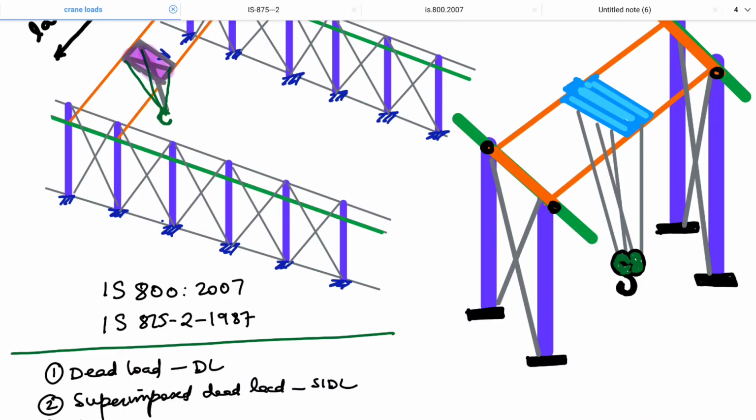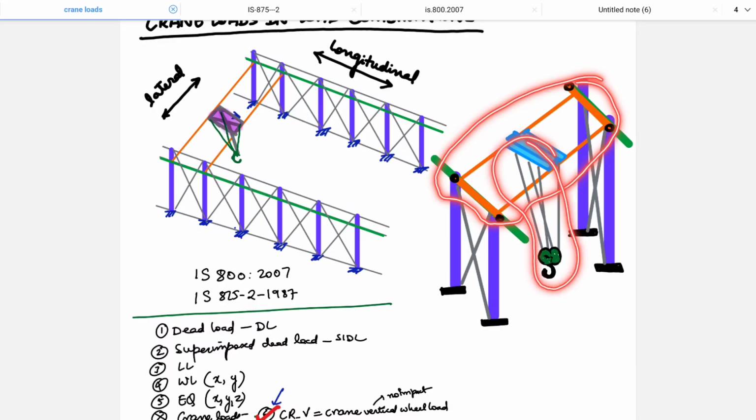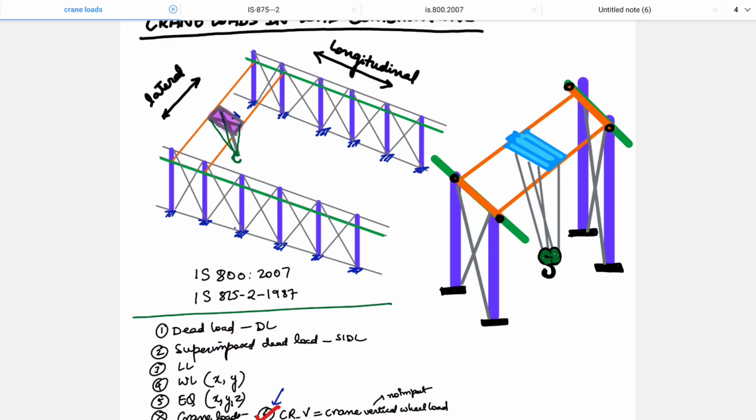And what is the CR park? CR park is the empty load of this crane. This crane with all its parts, including this crab, what is the empty weight when there is no loading? So that is called CR park. Why are we separating it? Because these values combine differently in the load combination table. So we have to separate them.